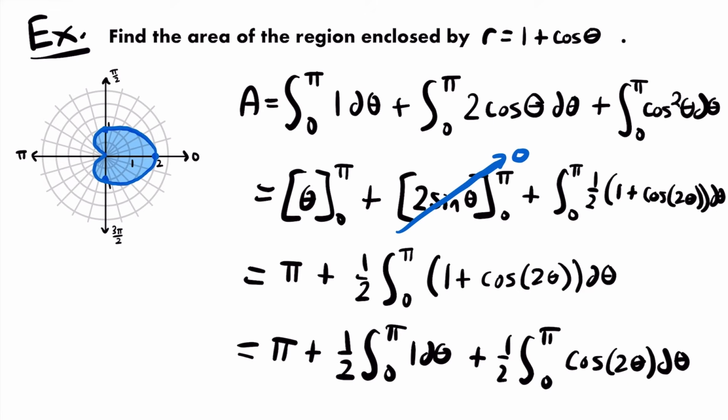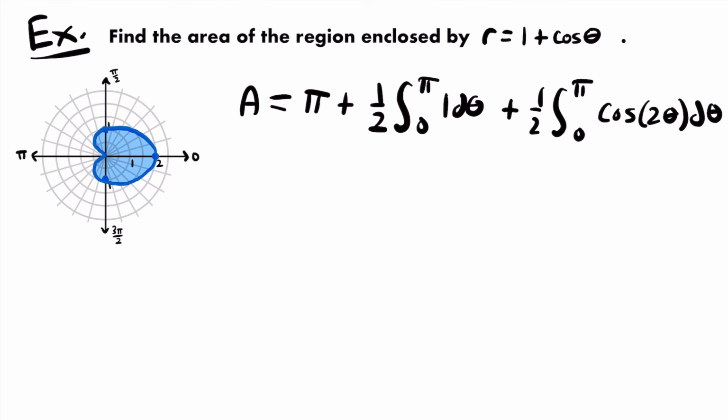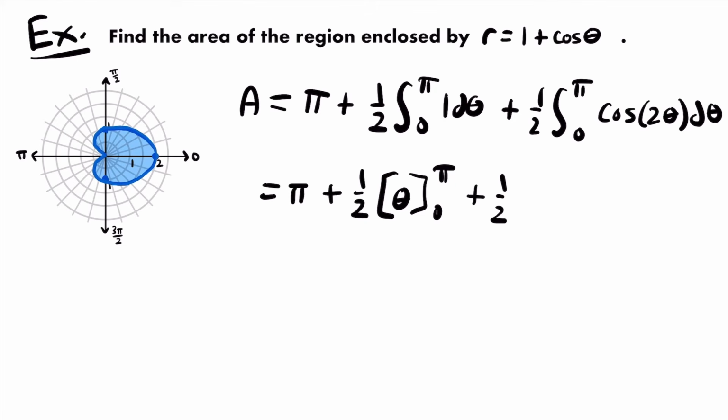All right, so now let's work on integrating these 2 integrals to finalize our answer for the area within this polar curve. All right, so let's start by integrating this integral. That'll be pretty easy. This is equal to pi plus 1/2 times the integral of 1, which is just going to be theta. So we'll have theta evaluated from 0 to pi. All right, and then this is added to 1/2 times the integral from theta equals 0 to theta equals pi. And now I'm going to rewrite this using u substitution.